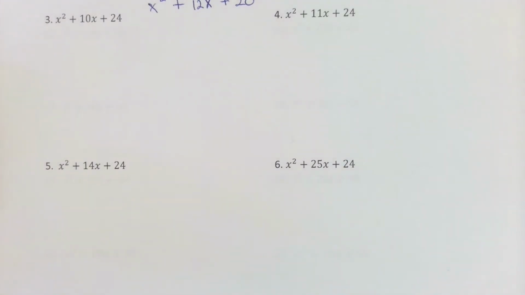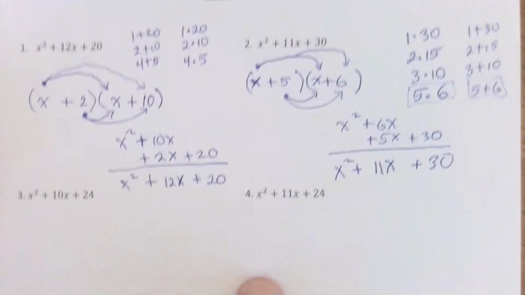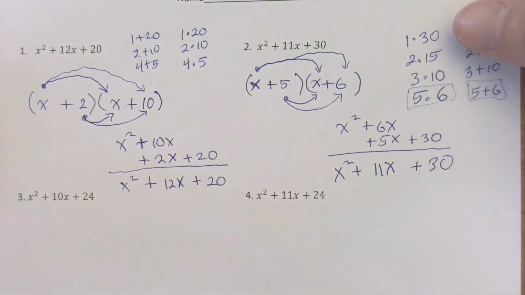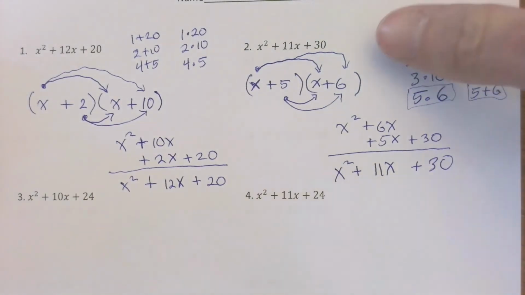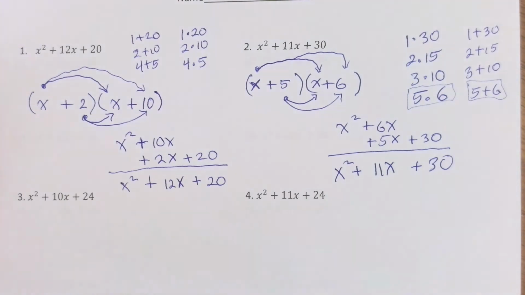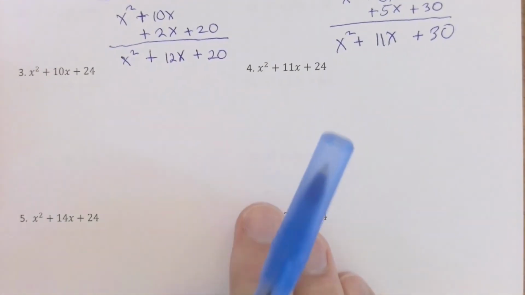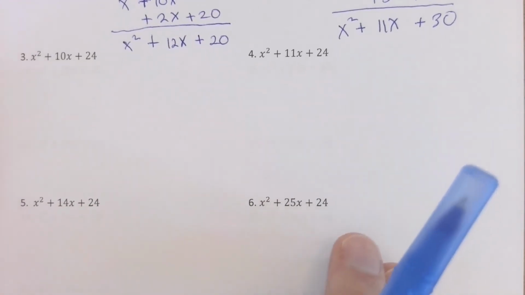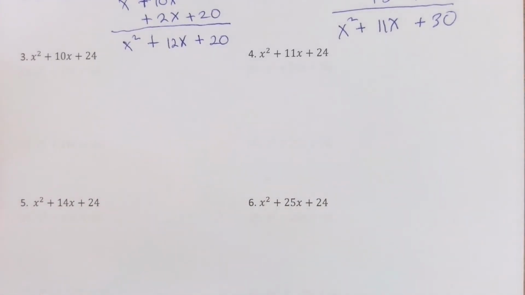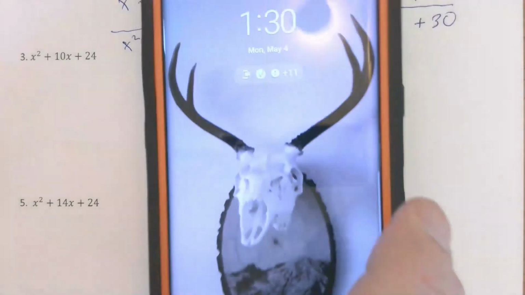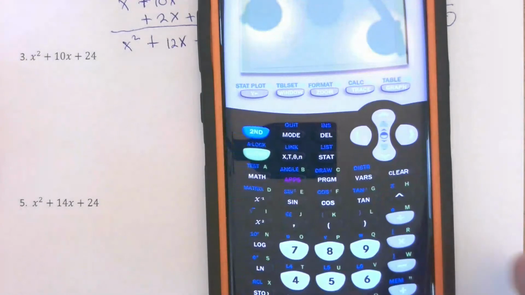Now, I mentioned that, for example, in the previous problem, if you don't know all the different combinations of factors that multiply to make 30, well, that's okay. There's a way around that, and I'm going to show you that right now. How to come up with the complete list of positive whole numbers that multiply to make 24. There's a lot of them. First, you get a calculator.